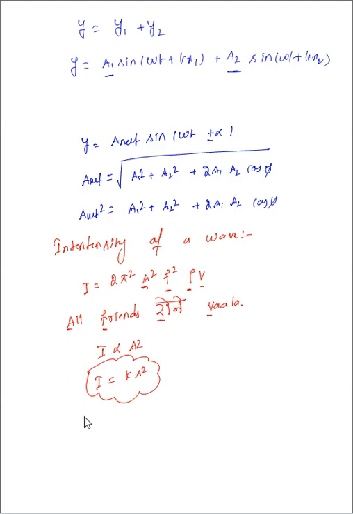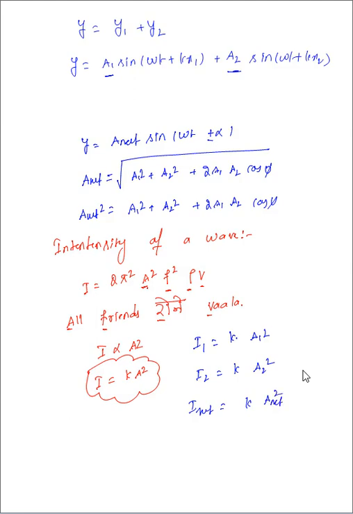So now let me write amplitude in terms of intensity. I1 can be written as K into A1 square, I2 can be written as K into A2 square, and I net can be written as K into A net square.